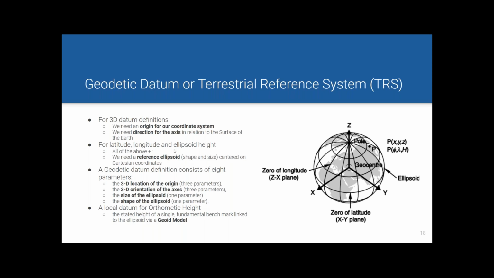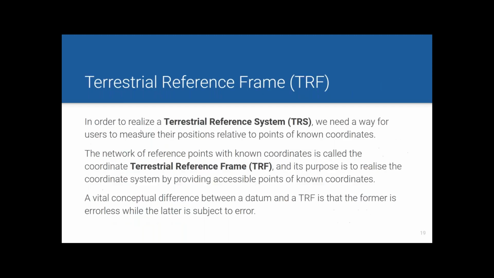If we want latitude, longitude, and ellipsoid height, we need all of the above, plus we need a reference ellipsoid. So we need to know how big the circle is. Then we can compute latitudes, longitudes, and a reference ellipsoid height. So a geodetic datum consists of a 3D location of the origin and a 3D orientation of the axes. We have to agree on where we're going to put the axes, the size of the ellipsoid, and the shape of the ellipsoid. And then finally, you have local datums for orthometric height. Those are usually measured next to a fundamental benchmark. So a terrestrial reference system has to contain all of those things.